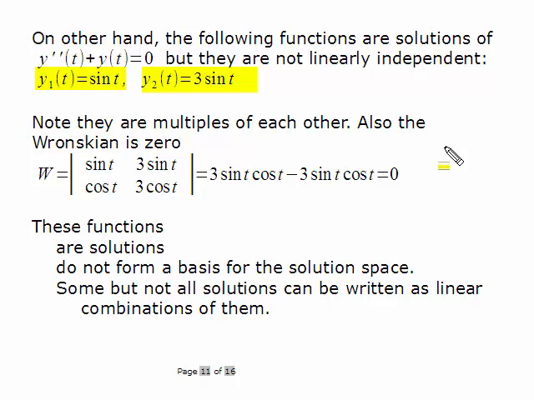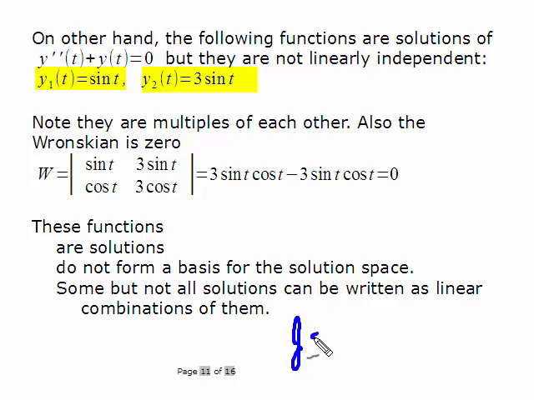In fact, that's the whole idea. If they are linearly dependent, they are multiples of each other. But in case you didn't recognize that, you can plug it into the Wronskian just for practice. And here's a Wronskian again. This looks a little bit like the Jacobian, right?